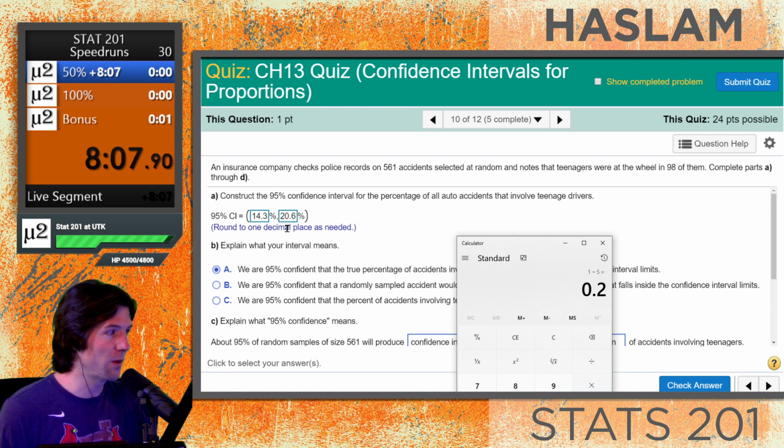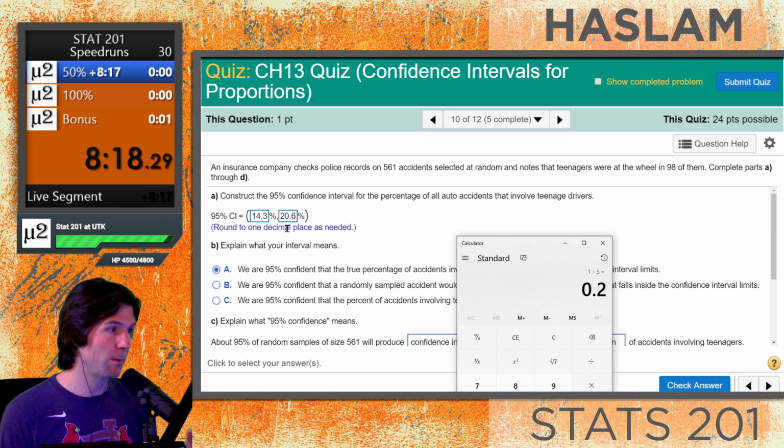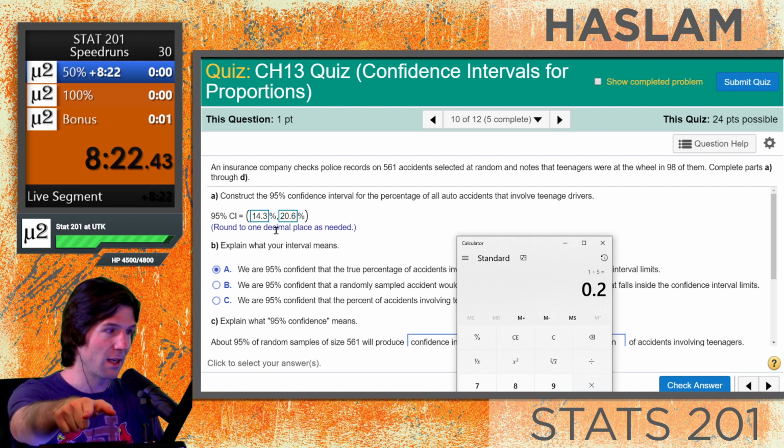Because we think the true proportion of times a teenager's at the wheel could be contained in the interval 14.3, or I'm 95% confident the true proportion of time that a teenager's at the wheel is in an accident is contained in the interval 14.3 to 20.6. And so thus 20 is a believable number. We would not reject it. More on hypothesis testing coming up next.